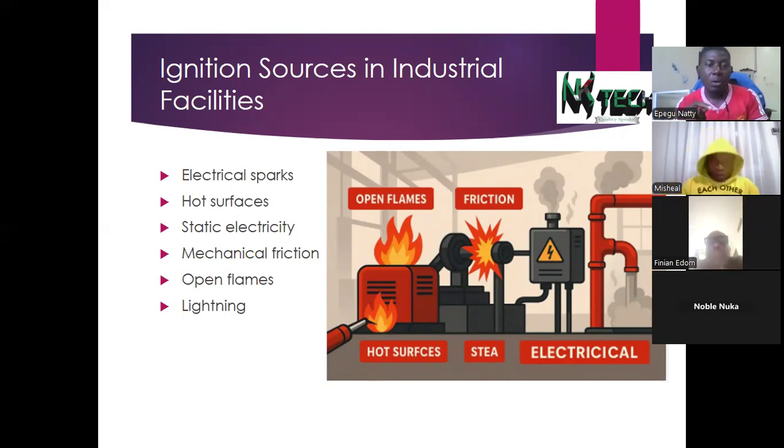The next thing is your hot surfaces, like your pumps. I think I've explained this. If you look at a pump, when it's operating, the temperature is going to be above the ignition temperature of a particular vapor in that region, then it's going to cause fire. So we have static electricity, we have mechanical friction. Most times this friction occurs at your pumps. What's the name of this part that rotates on a pump? The impeller.